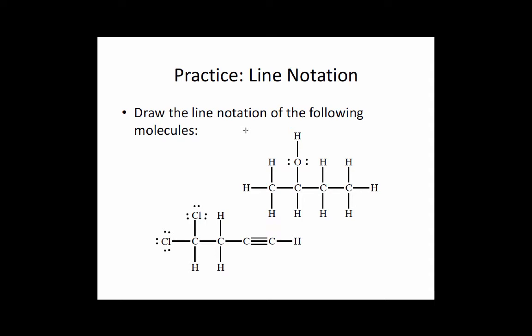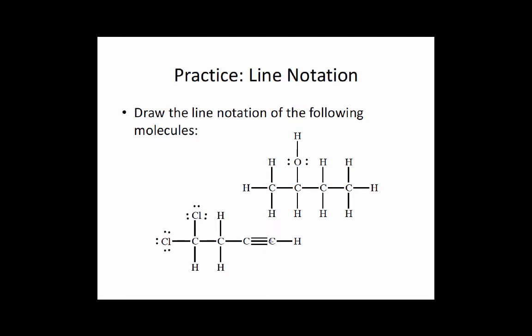Okay, so if we're doing the line notation of the following molecules, remember we don't have to show any hydrogens. We're going to have a corner or a vertex for any of our carbon atoms, and we do have to include things that are not carbon. Okay, so let's do this molecule on the bottom.